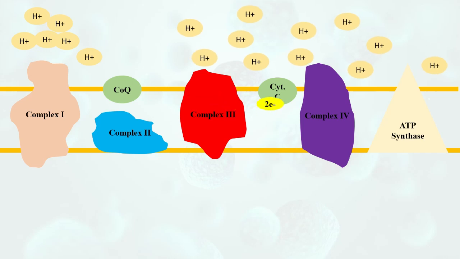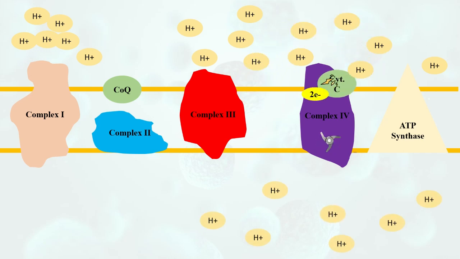Think of site C and CoQ as just the bus. So basically bus is transporting passengers and basically the same thing with CoQ and site C. So site C will be transporting the electron to complex 4.